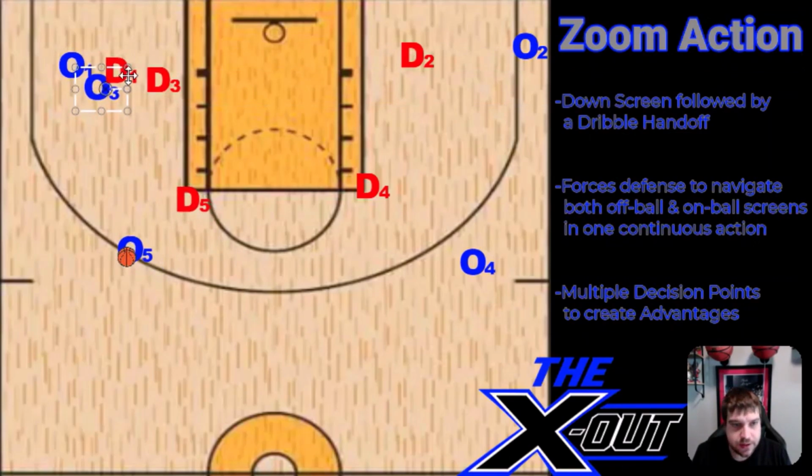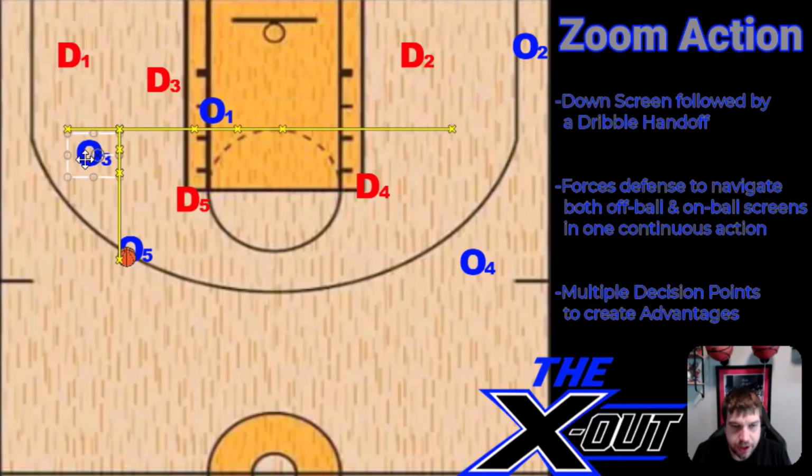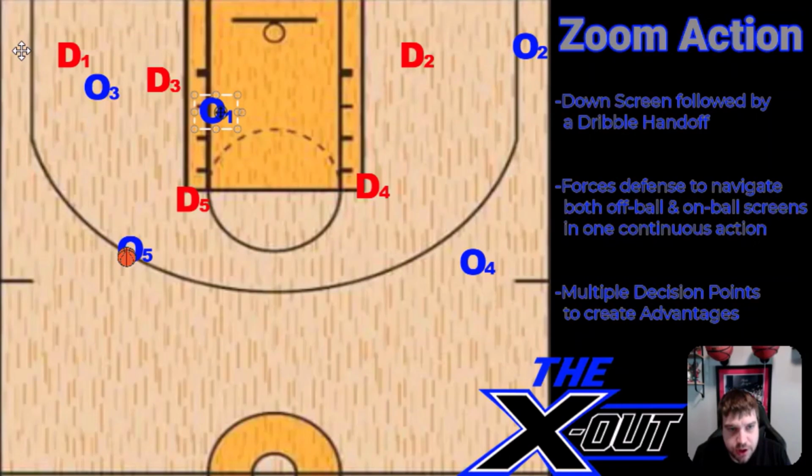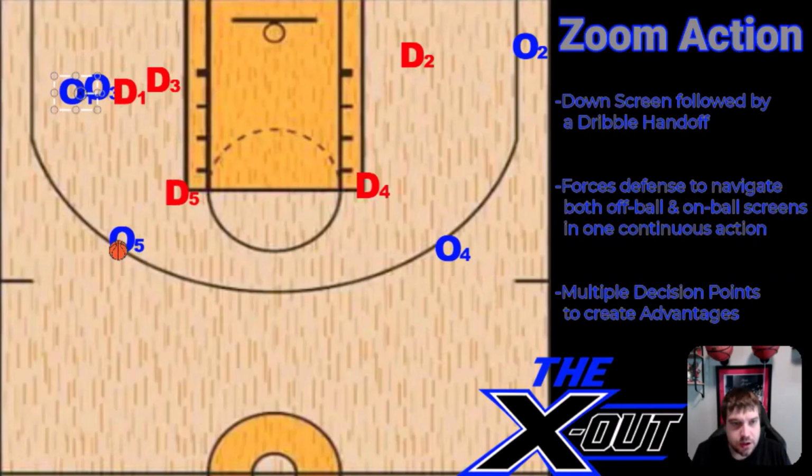If this defender decides to go over top and trail on the screen, then our offensive player should curl, and then this player can come up and get this dribble handoff. Same thing if the offensive player has an advantage, great. If he doesn't get the ball, then he's just going to pop back like our wing originally did on the other side.